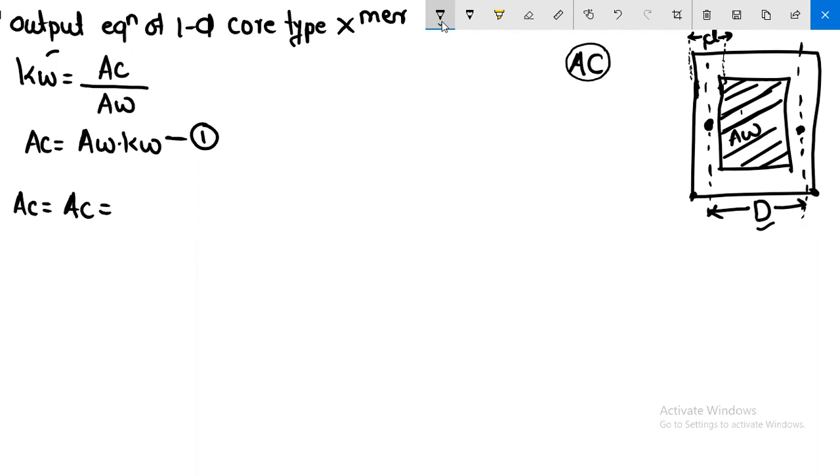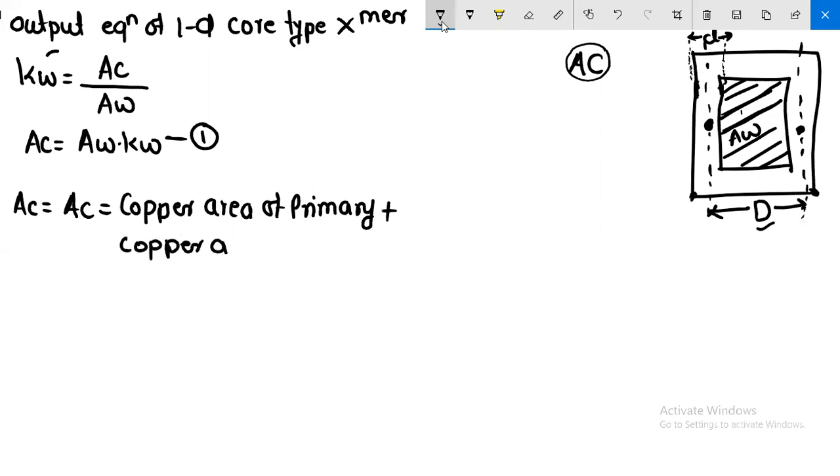Okay. So what is that? How we can find the copper area of primary winding plus copper area of secondary winding.